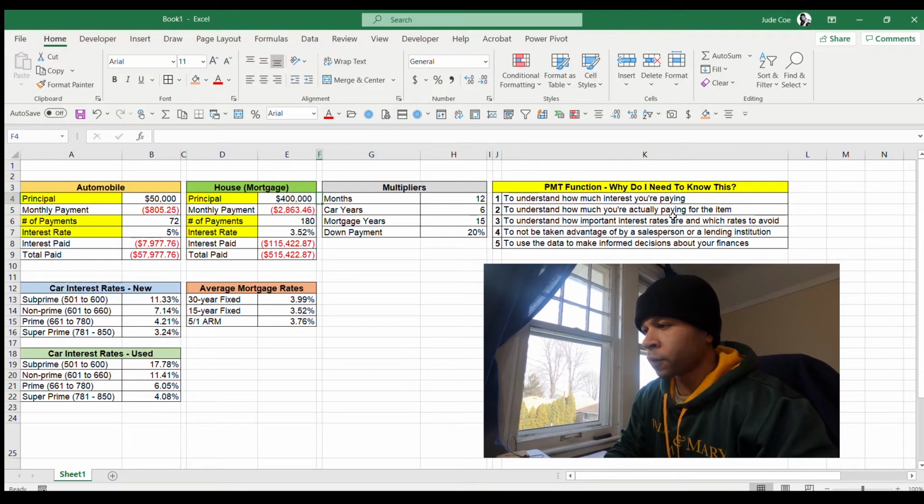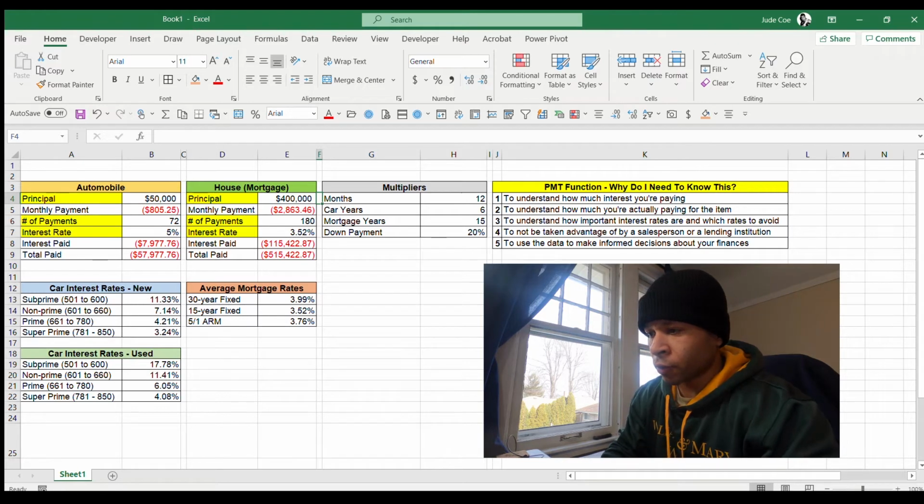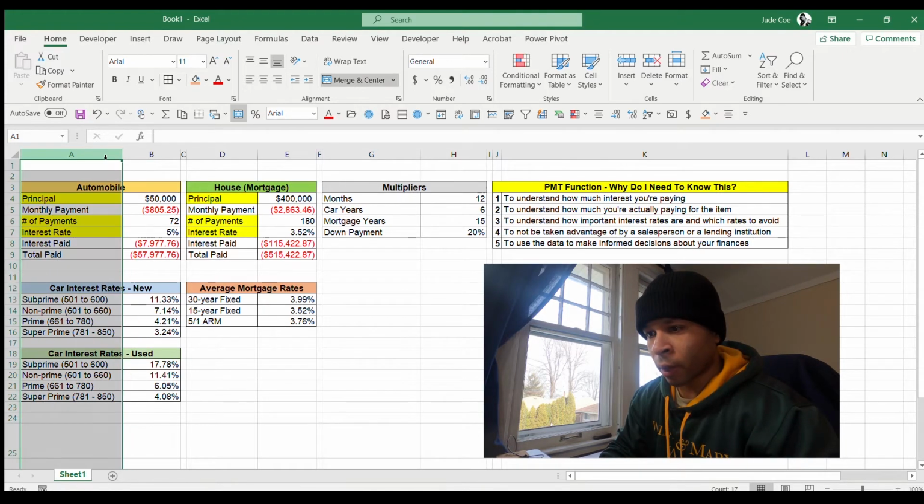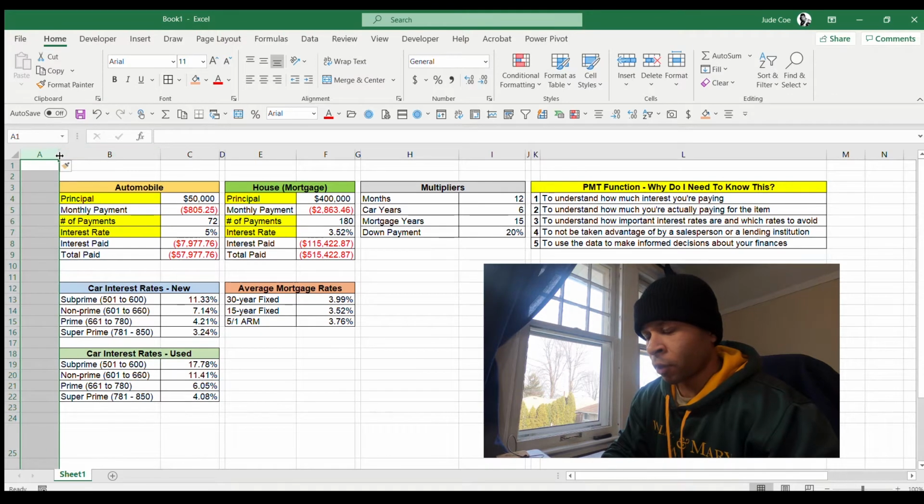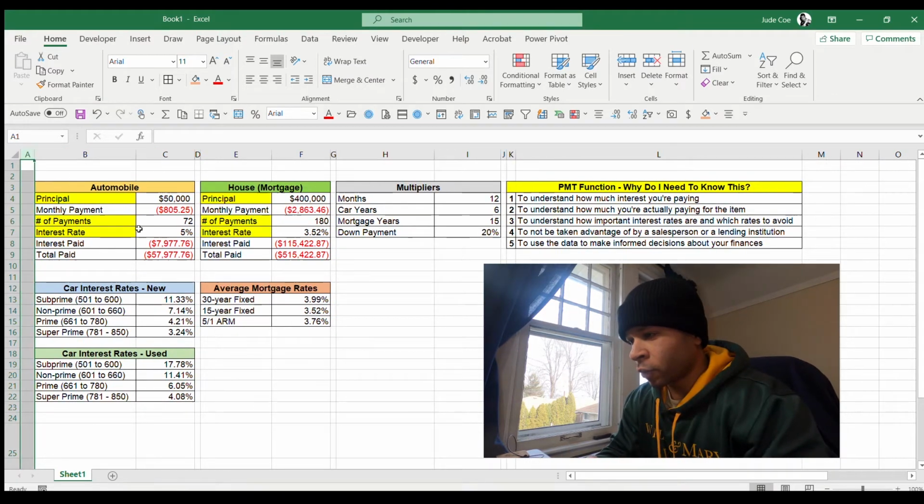All right, check it out. Now, this is the file that I'm going to use to show you how to use the payment function to understand how much you're paying for, whether it be an automobile, a house, anything like that. Why do you want to learn this? Well, let's go over to the right side of the screen. The payment function is really important because you need to understand how much you're actually paying.